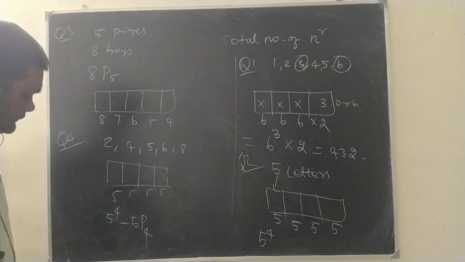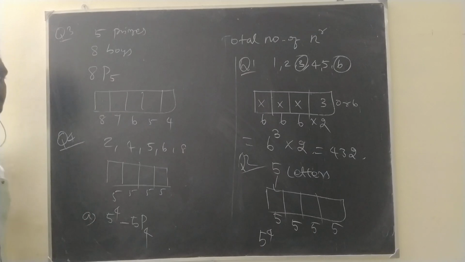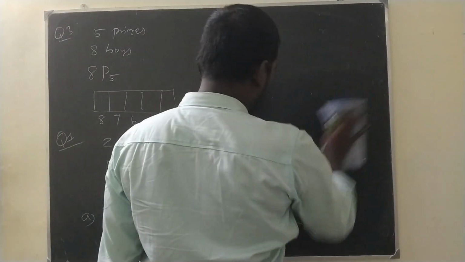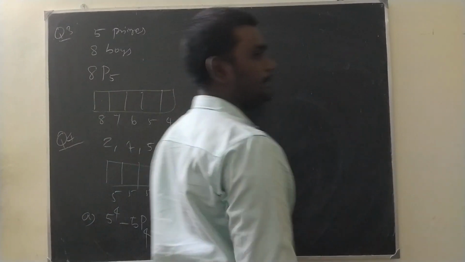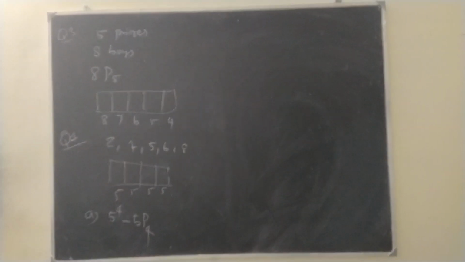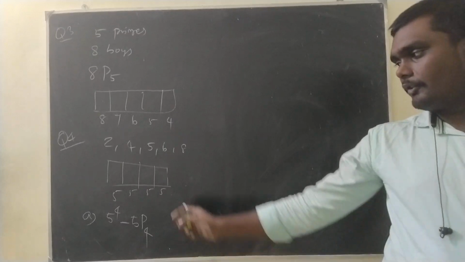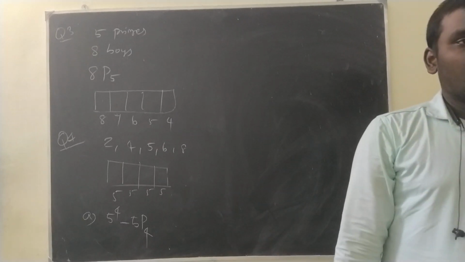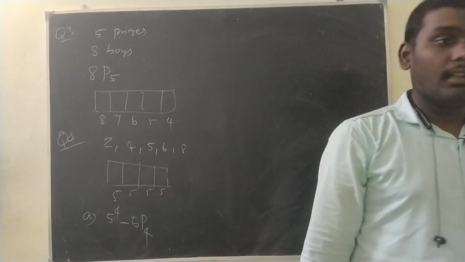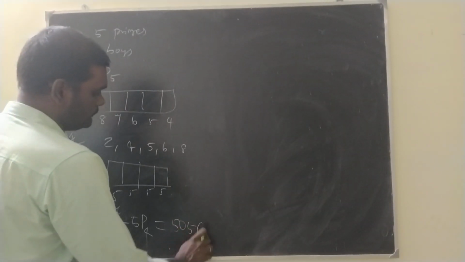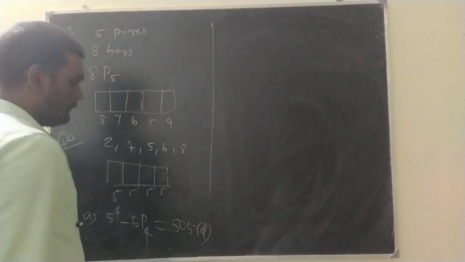Option A. Since more than one answer can be correct, we have to verify whether the other options will also come. Option D will come, 505. When you simplify this, you will get 505. So option D also will come. Next question.